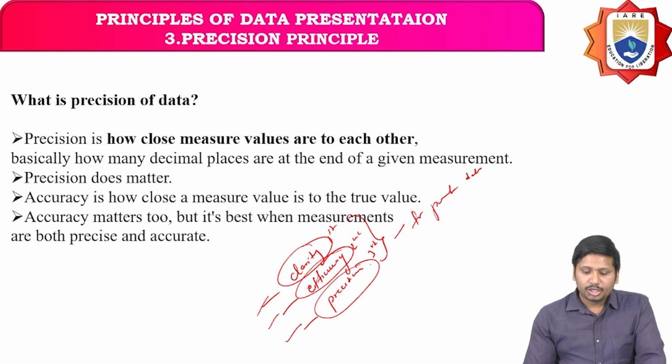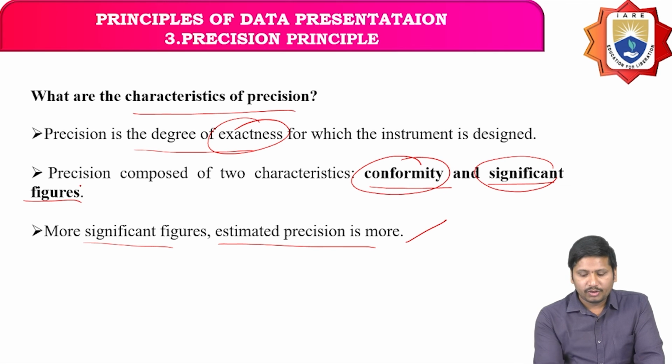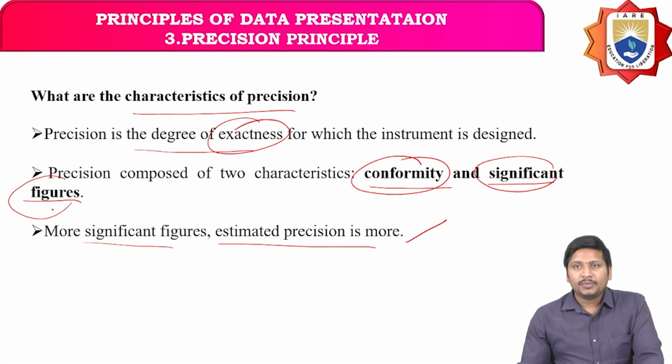And the alternative to precision is accuracy. So accuracy and precision are almost the same. Accuracy is how close the measured value is to the true value, and accuracy matters too, but it's best when the experiments are both precise and accurate. And the characteristics of precision are of two types. The first one is conformity, and the second one is significant figures. These two are the characteristics we maintain for precision.